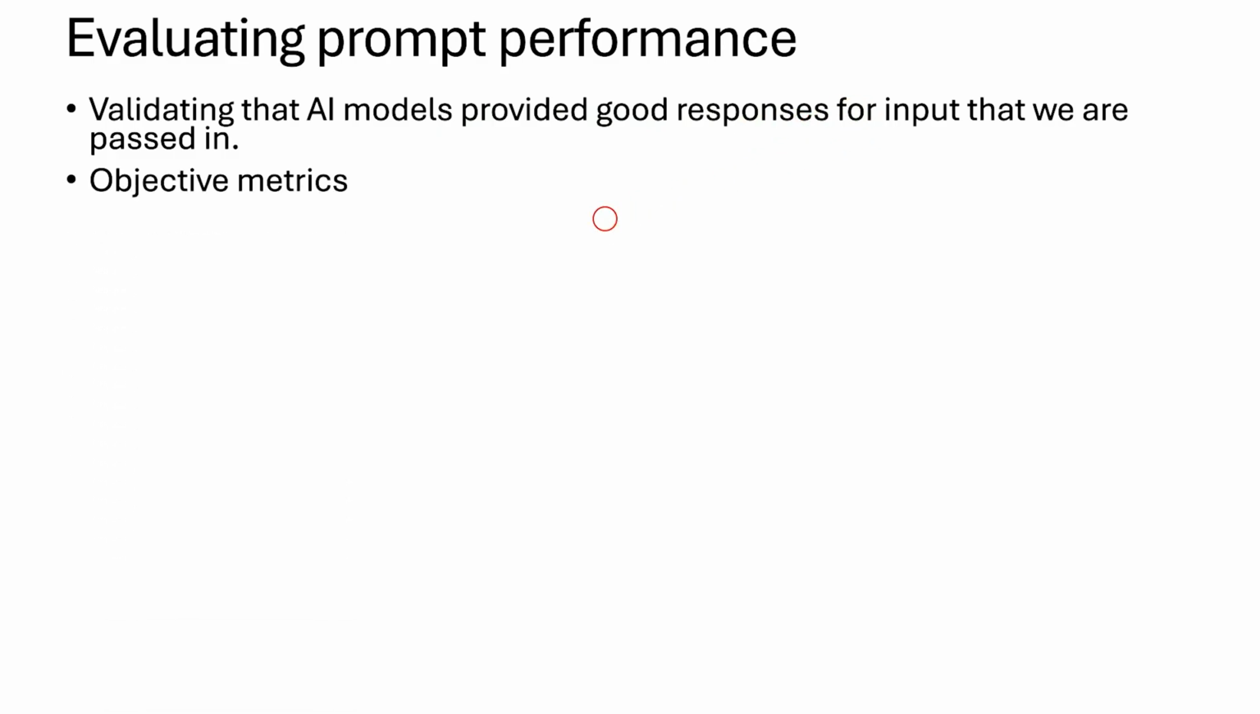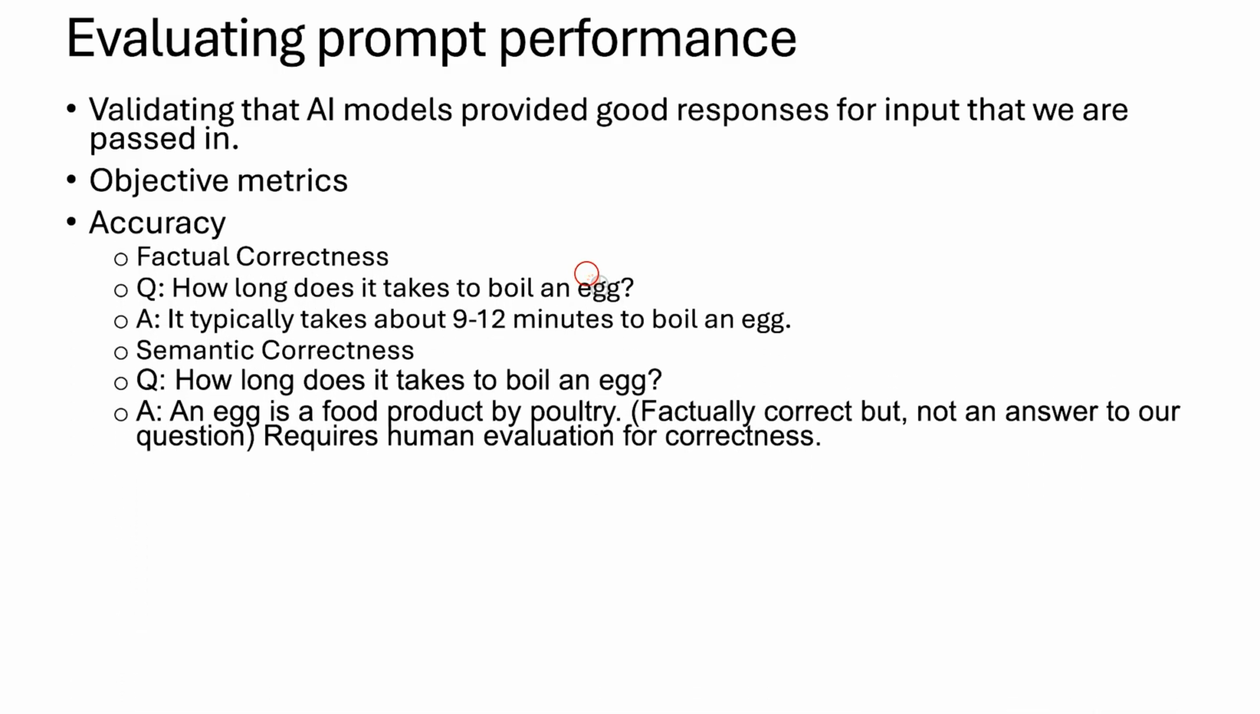So the first thing, or first metric, we have to look at is the objective metrics. Now we will see what those objective metrics are. We have two types, objective and subjective metrics. The first thing that comes into the objective metrics is accuracy. That is factual correctness, whether the answers or responses provided by the generative AI models are factually correct or not. And if you see this question, how long does it take to boil an egg?